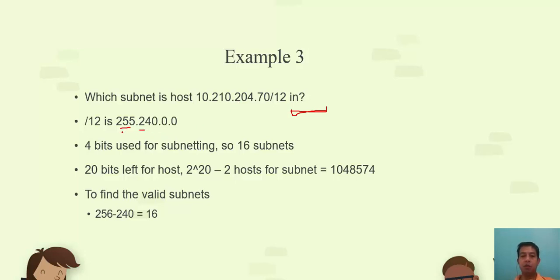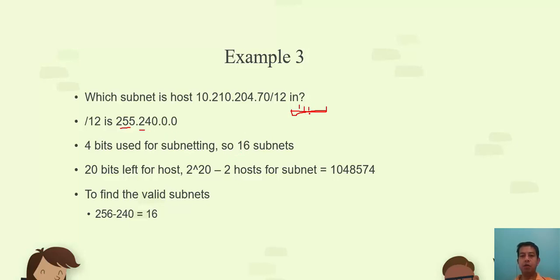Now converting it into a subnet mask, in the second octet 4 bits are 1 and 4 bits are 0. This is 240. So 255.240.0.0. So 4 bits are used for subnetting, because when I convert it into binary, there are 4 bits here. So because 4 bits are used, we can create 16 subnets.